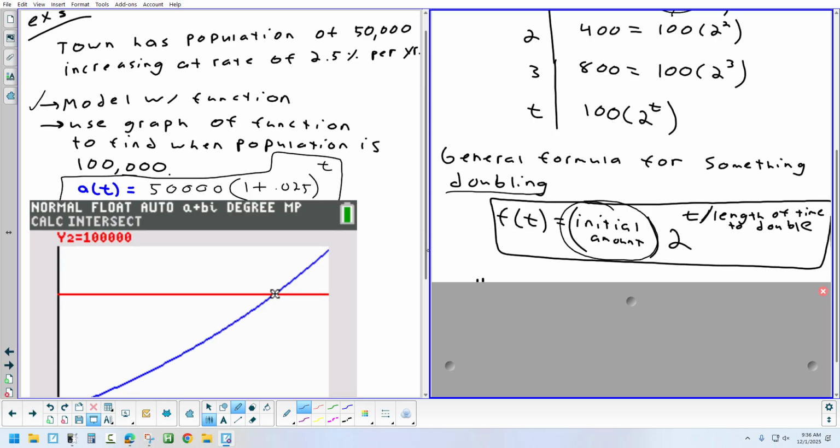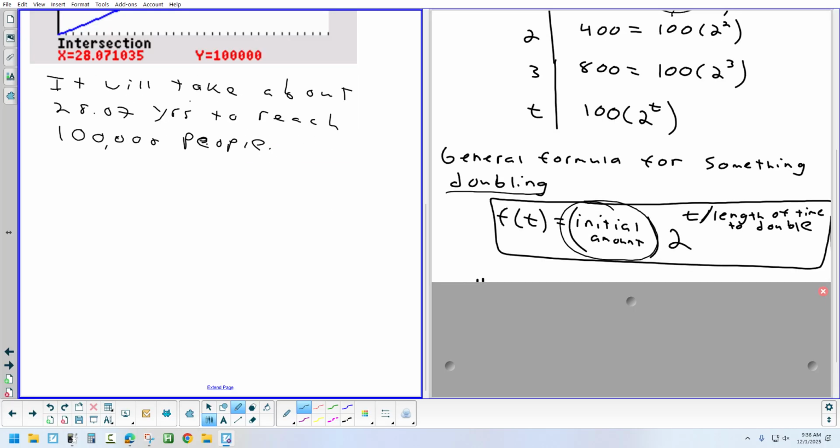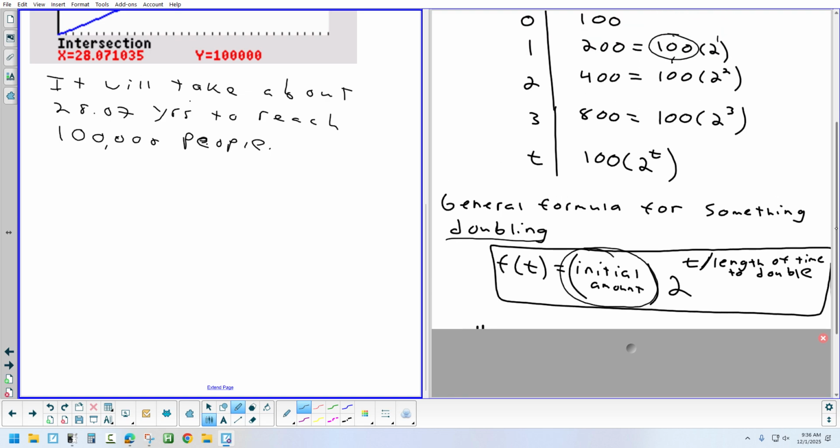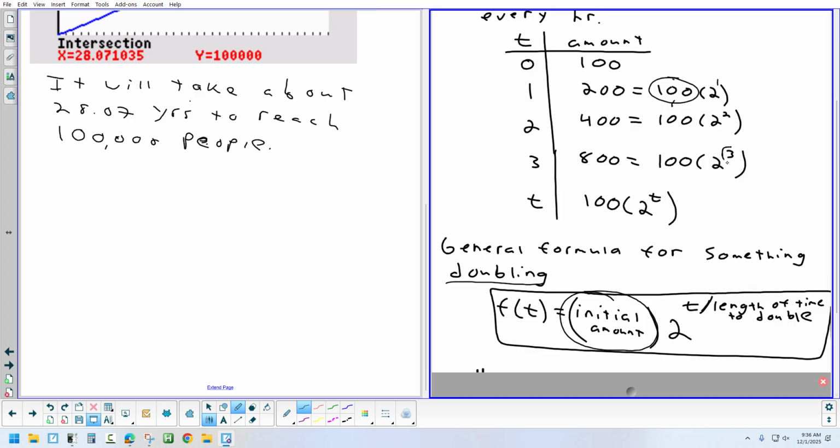So why is it t divided by the length of time to double? Well, in our experiment, the bacteria was doubling how often? Every hour. This exponent has to represent the number of times that it's doubled, not necessarily the number of hours that have gone by. In our problem, those two things were the same. If something doubles every hour, then after 5 hours, it doubled 5 times.